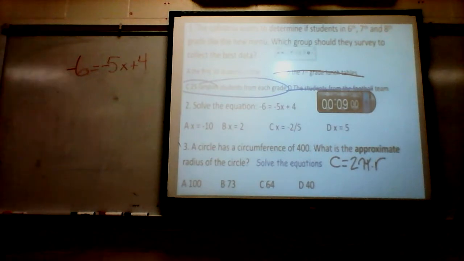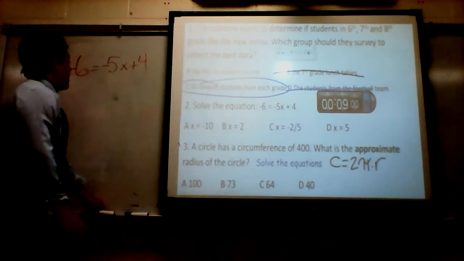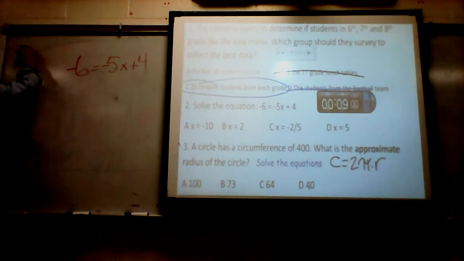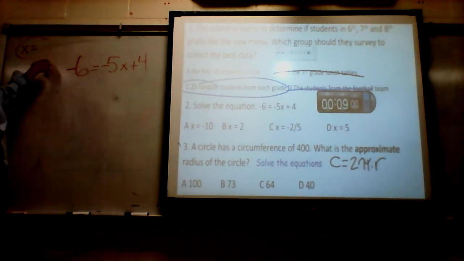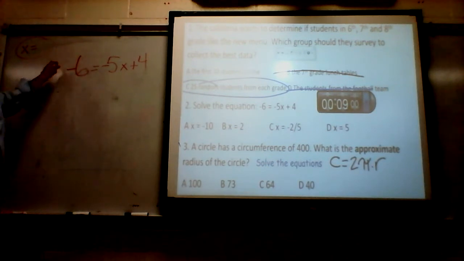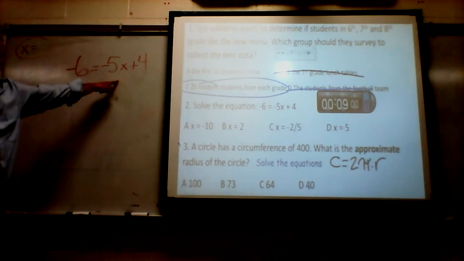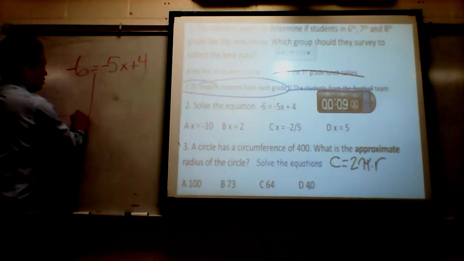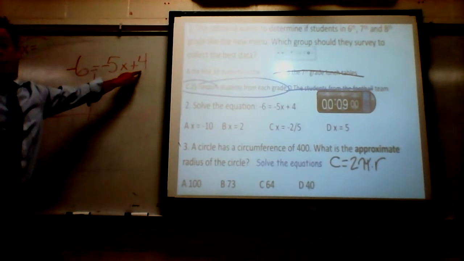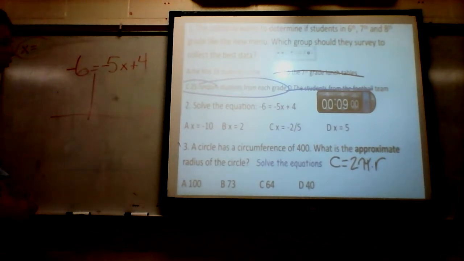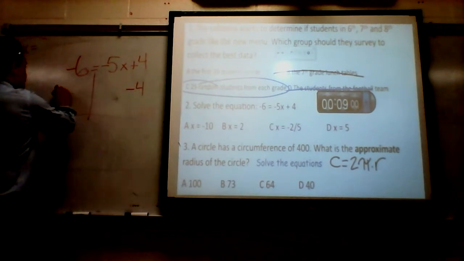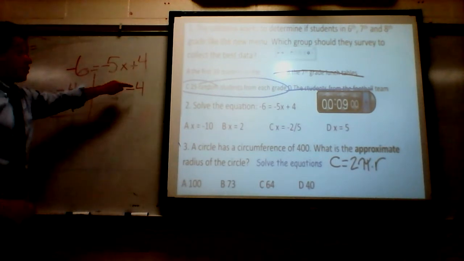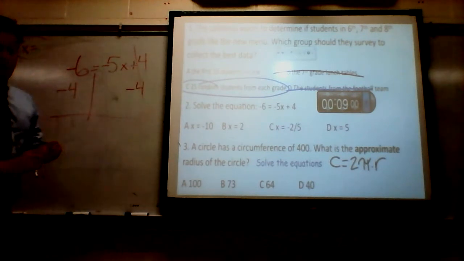Question 2 says solve the equation -6 equals -5x plus 4. In this problem, our job is to isolate or get the variable x by itself. To isolate that variable, we need to use the inverse operations. Right now, we have a plus 4 with our variable. To get rid of a plus 4, we need to take 4 away. 4 minus 4 is 0. Lee, even you know that.